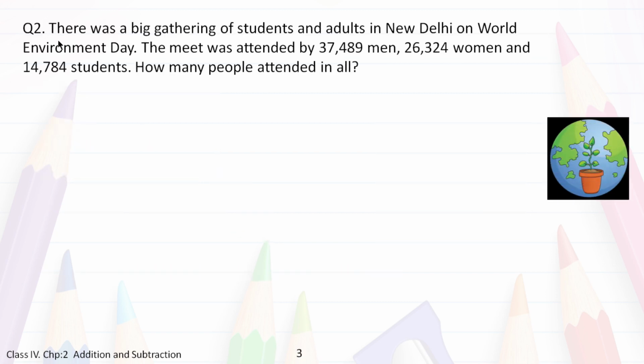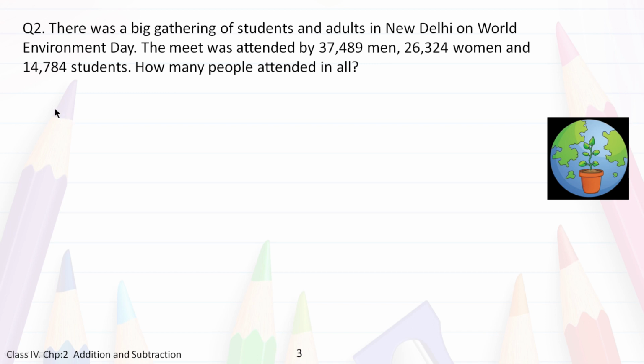Now moving on to the second example, we have, there was a big gathering of students and adults in New Delhi on World Environment Day. The meet was attended by 37,489 men, 26,324 women, and 14,784 students. So, there was a meet and women, men, and students attended. This is the information you have. Now, what you have to find out is how many people attended in all. So, all is the key term wherein you will know that this sum is of addition.